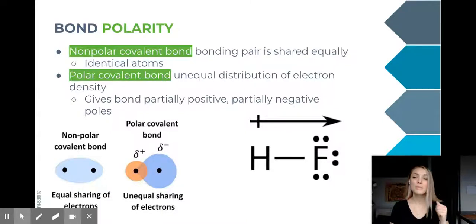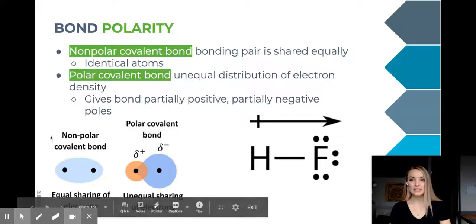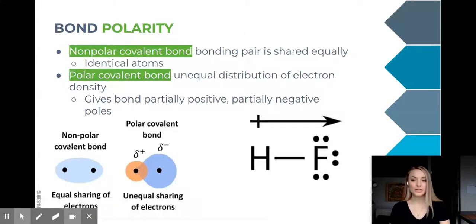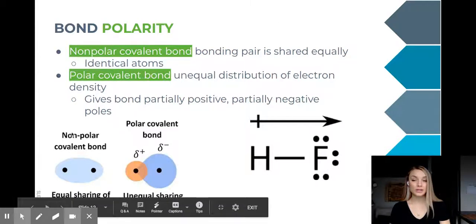However, we also see polar covalent bonds, which is the unequal distribution of electron density, because one of the elements in that bond is more electronegative than the other. It gives the bond partial positive and partial negative poles. So in this picture right here, we can see a nonpolar covalent bond in which the electrons are shared equally. This is the electron cloud depiction.